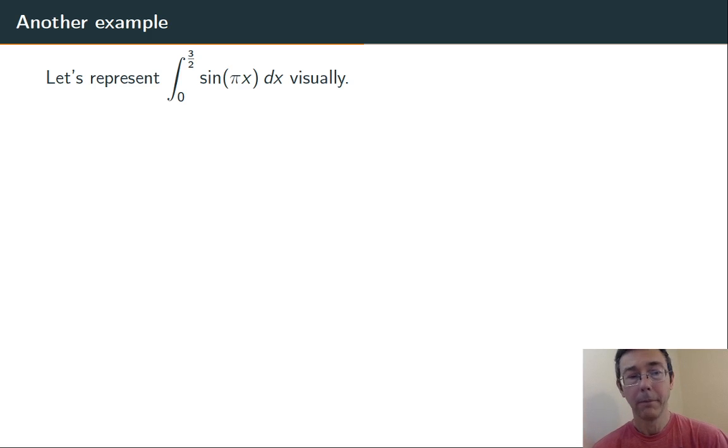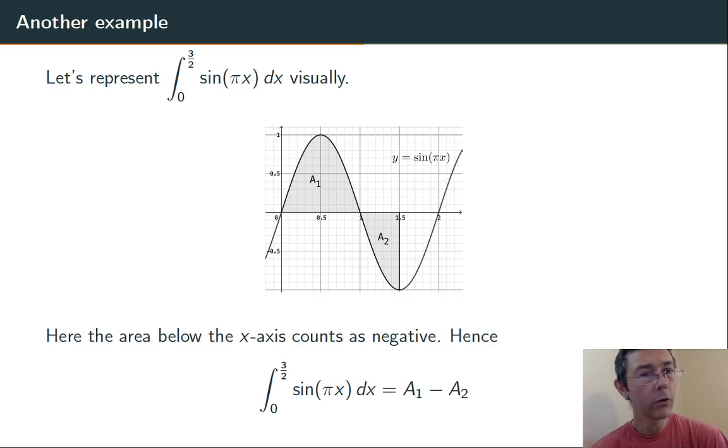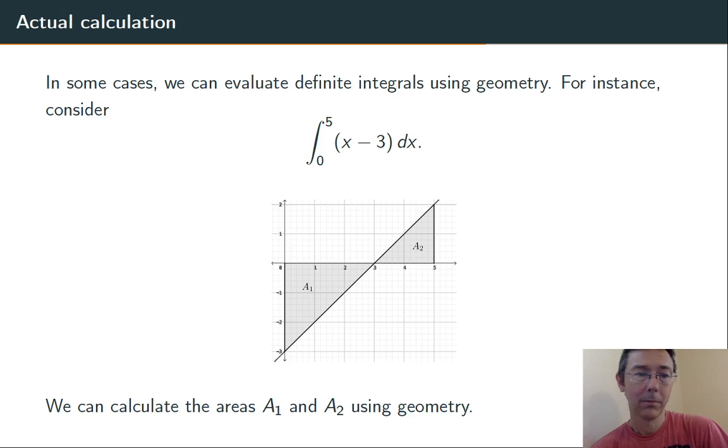Let's do an example or two. Integral from 0 to 3/2 sine of pi x dx. So I want to represent this visually, so I'm going to graph y equals sine of pi x, and then between x equals 0 and 3/2, shade in the region between the graph and the x-axis, like so. This graph dips below the x-axis, so the shaded area that is below the x-axis, which I've labeled A2 here, is going to count as negative. Overall, the integral from 0 to 3/2 sine of pi x dx is going to be A1 minus A2.